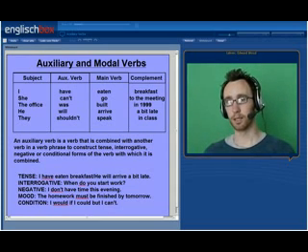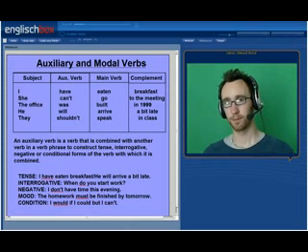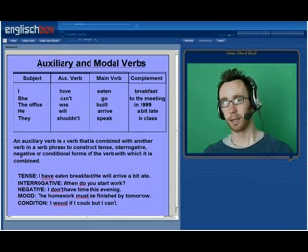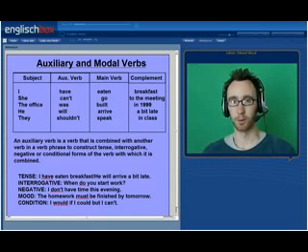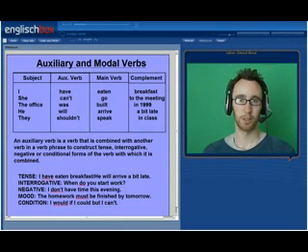Conditional, we use the auxiliary would, or we can also use could, might, or may to talk about a hypothetical situation. And we can also introduce ideas of mood. So here we have the example, the homework must be finished by tomorrow. This is an obligation. We can also use modals such as can, should, and might to express mood, and these modals can function as auxiliary verbs.